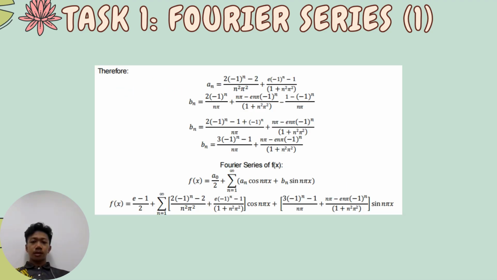Therefore, by substituting a naught, an, and bn into the general Fourier series formula, we get that the answer is e negative 1 over 2 plus summation of 2 times negative 1 over n minus 2 over n squared pi squared plus e times negative 1 to the power of n minus 1 over 1 plus n squared pi squared times cos n pi x.